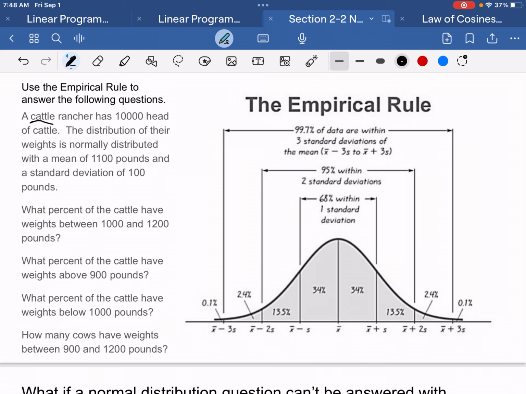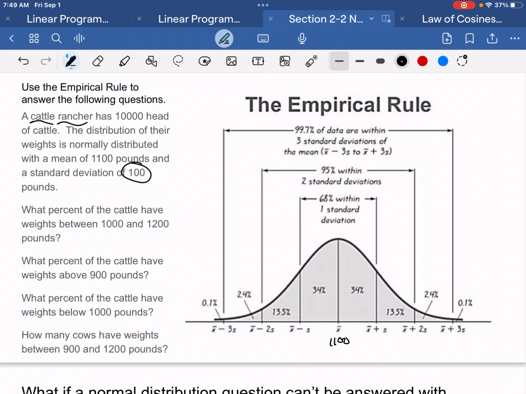How can the weights of cattle be normally distributed? Well, if a cattle rancher is doing his job correctly, he's treating all the cattle equally, feeding them, watering them, giving them room to graze and run and stuff like that. Well, then the weights of his cattle should not differ that much. And so he's saying that on average his cattle weigh 1,100 pounds with a standard deviation of 100.